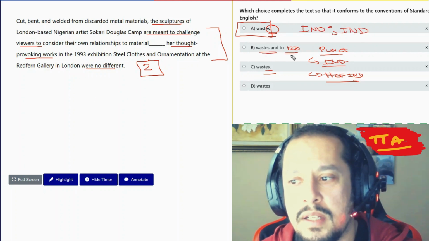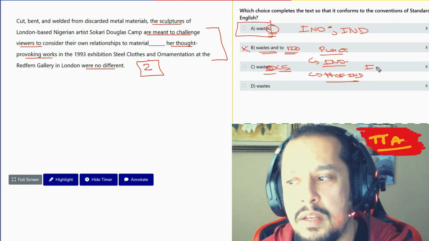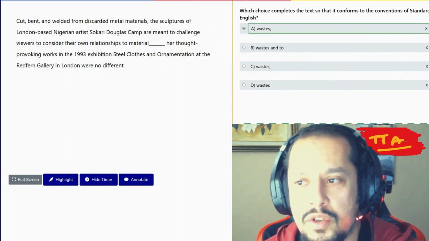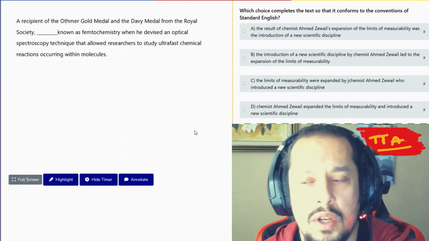Answer B is a run-on sentence. You cannot put nothing. Answer C is a comma splice. Independent plus independent is a comma splice. Answer D also is a run-on sentence. We're going to say answer A. Question number 2.